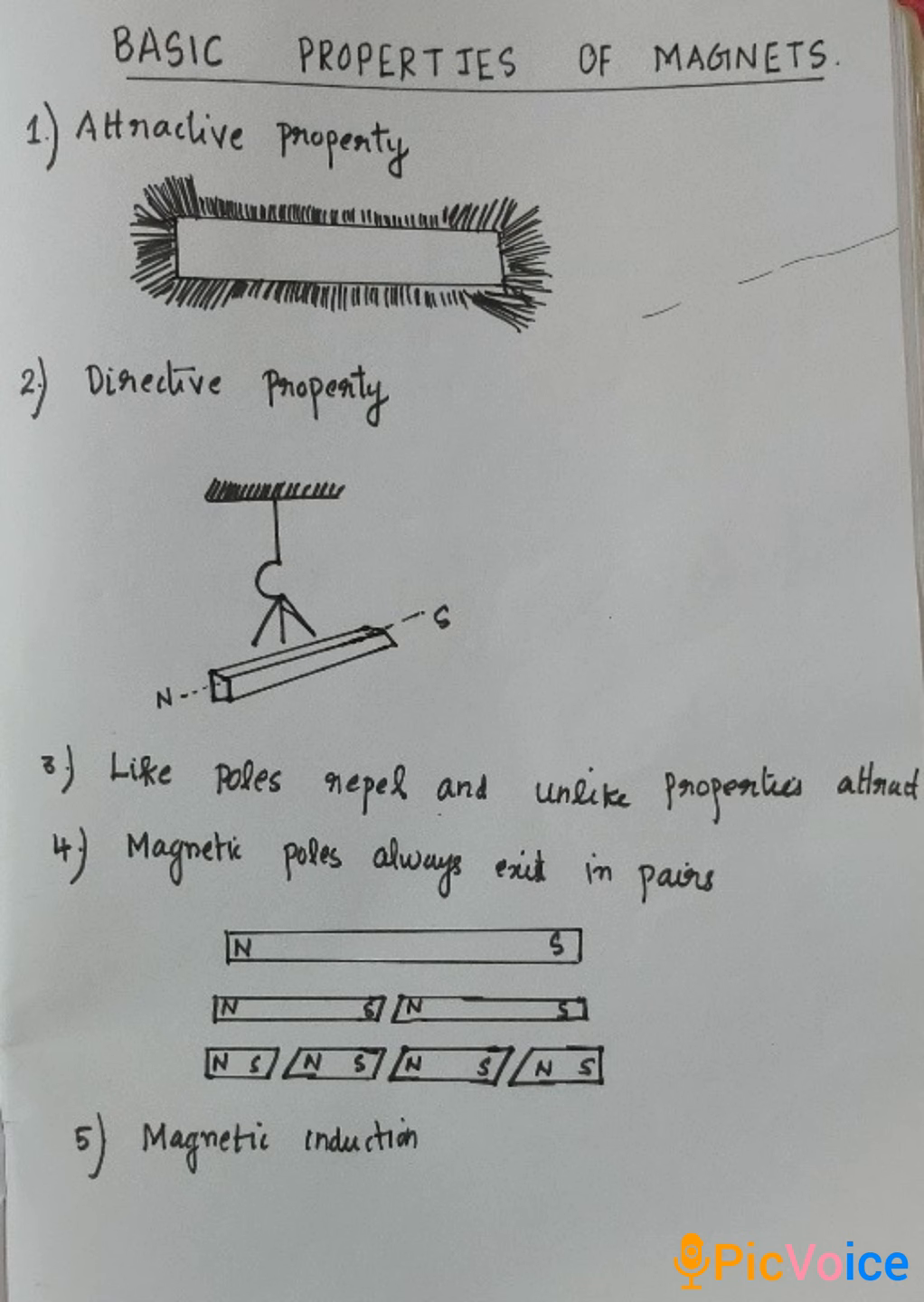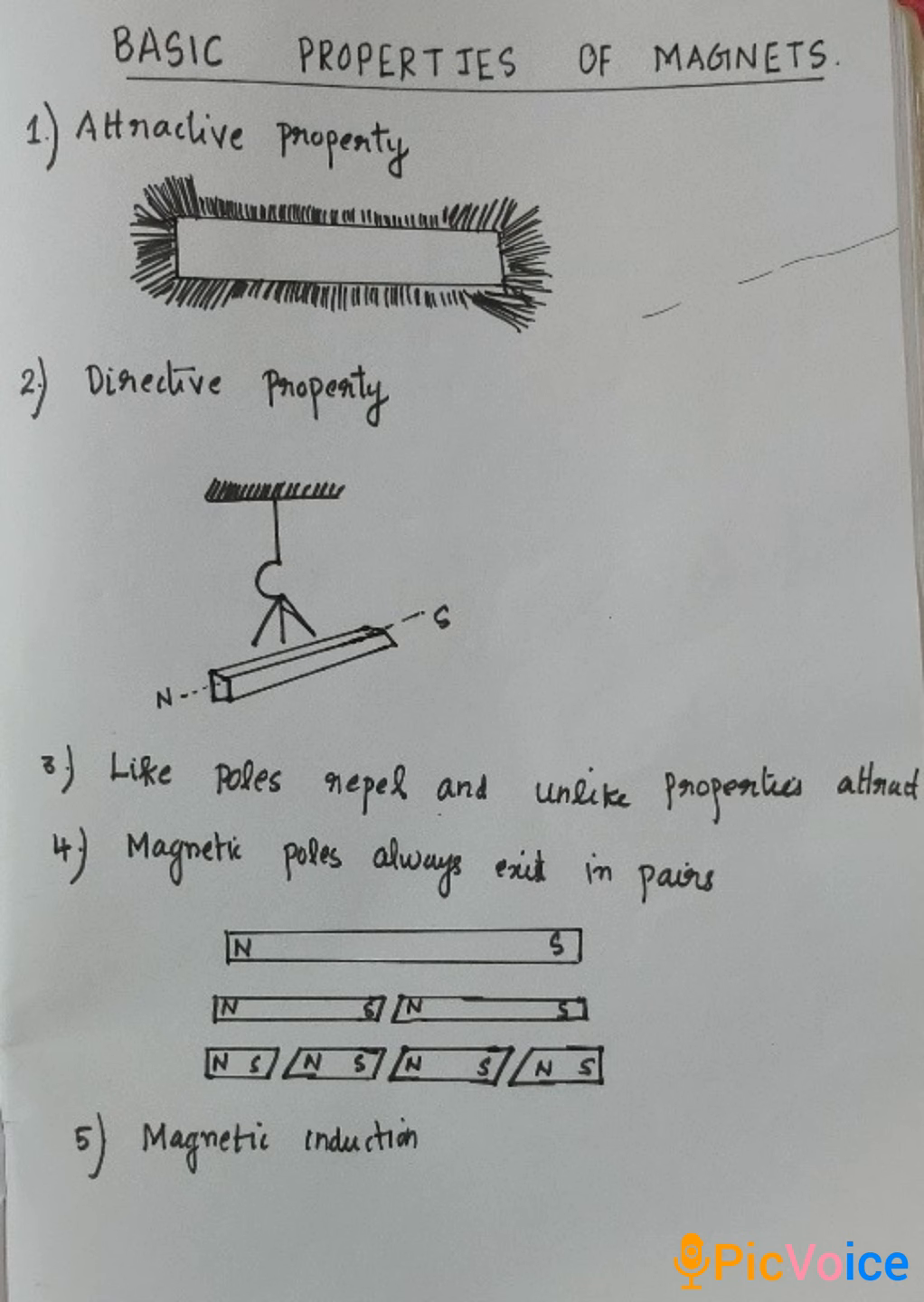The second one is the directive property of magnets. That is, when a magnet is suspended freely, we can see that it aligns itself in the geographical north-south direction. The pole of the magnet which points towards geographical north is called the north seeking or north pole. And the other pole which points towards the geographical south is called the south seeking or south pole of the magnet.